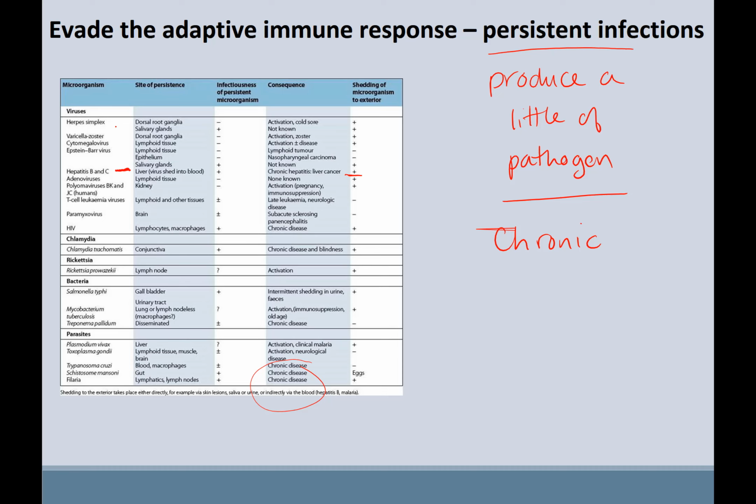Now you can see herpes is on here, as well as HIV, cytomegalovirus, Epstein-Barr, varicella. So there's a very fine line between persistent and latent, and many viruses go between both categories, whether they're producing some pathogen or whether they're in kind of hibernation.